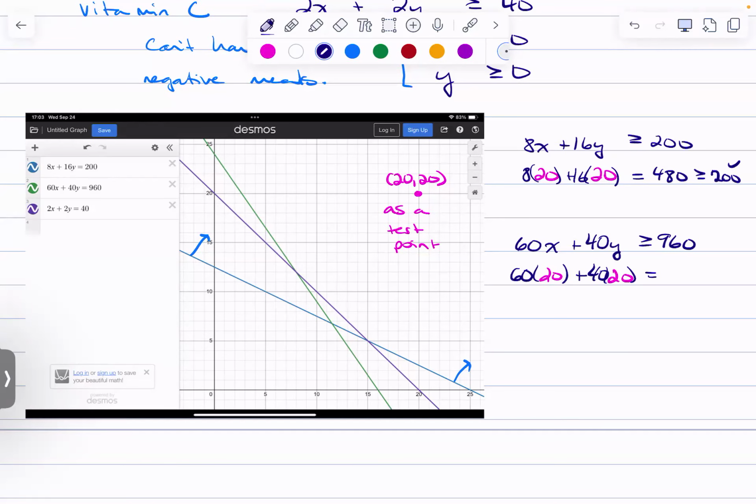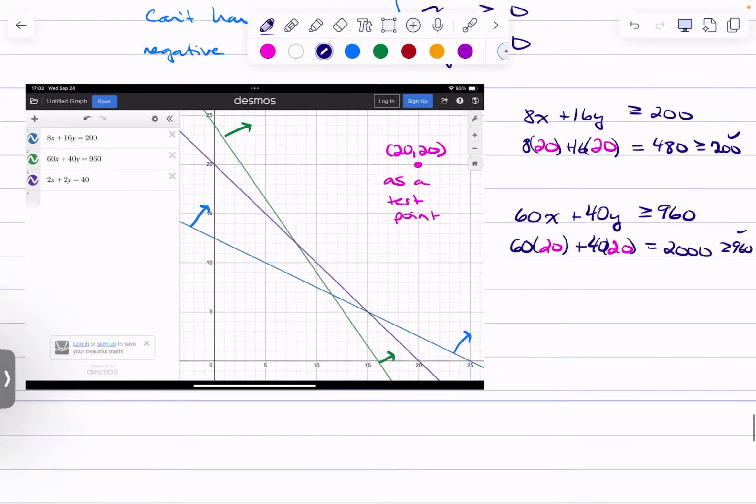Oh boy, 40 times 20. I think I did something weird. Oh, I did times. I get 2,000. Does that check out with what you guys got? It's greater than or equal to 960. So that's good. And that was the green line, which means my test point is in there.